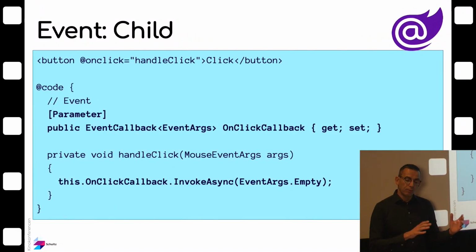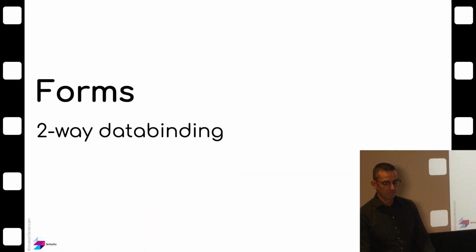Yeah, so properties and events look very much alike. You make a C# property with parameter on top. In case of events, you have a dedicated type called event callback, which is a generic, and you can define what data, potentially data, you want to send.